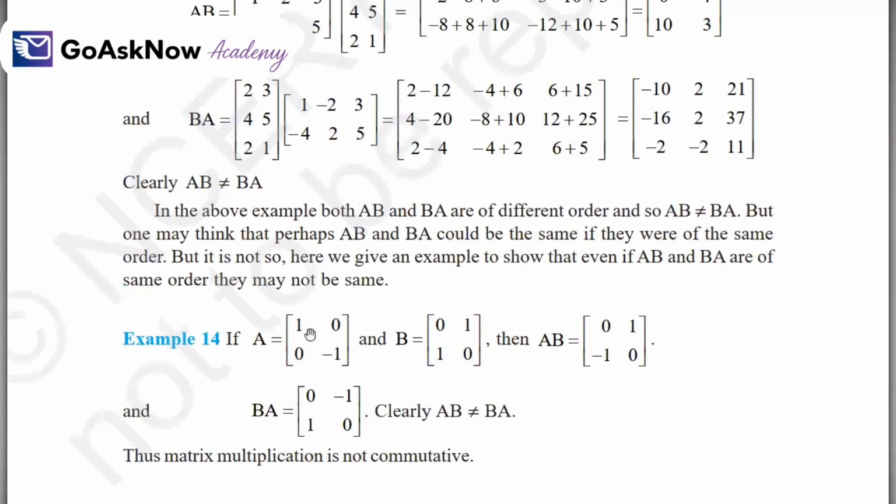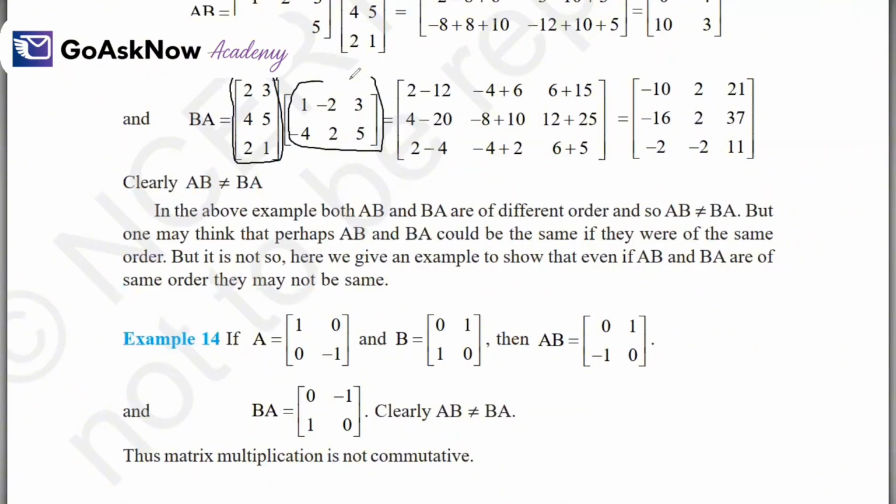See here in the figure on this page. You can observe that these are two matrices and they have different orders. The first matrix is of order 3 cross 2 and the second matrix is of order 2 cross 3. So their product is not commutative.